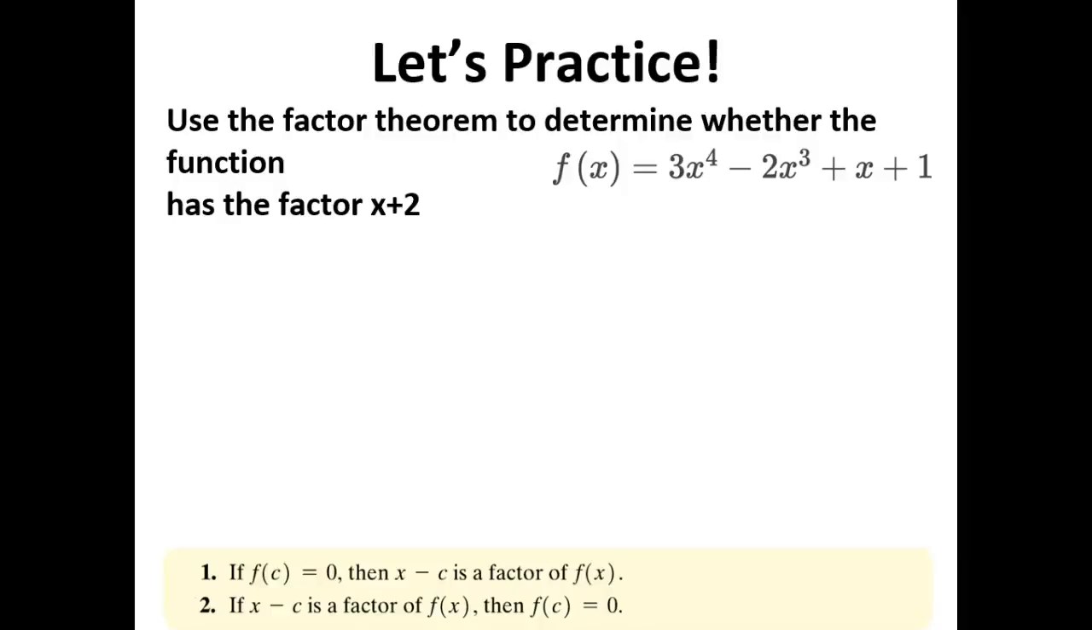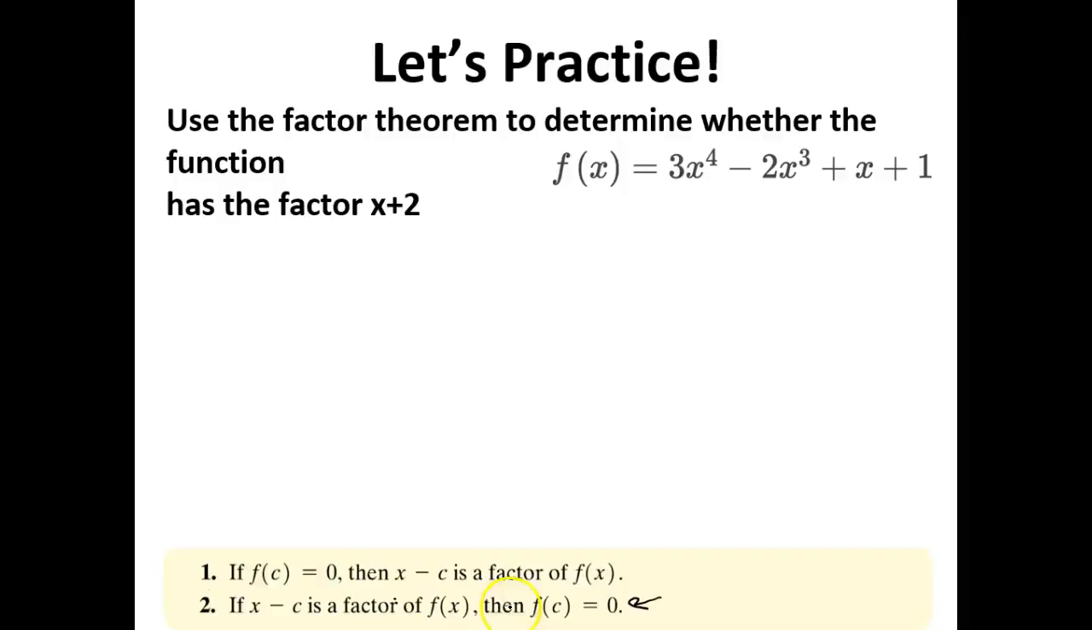So using this factor theorem to determine whether the function f of x equals 3x to the fourth minus 2x to the third plus x plus 1 has the factor x plus 2. Well, I'm going to use the second part right here. So this part right there, I'm going to use that to determine if this has the factor x plus 2. So if this is a factor, let's see here.